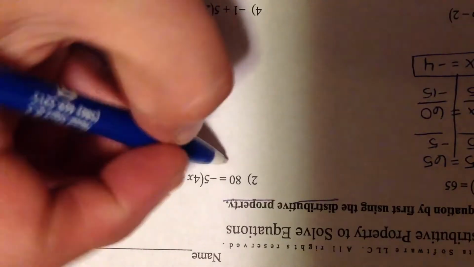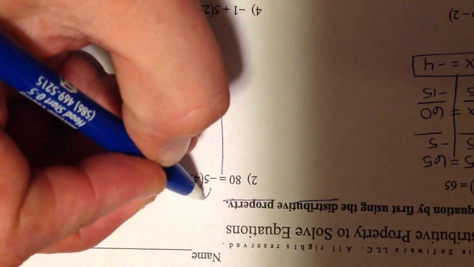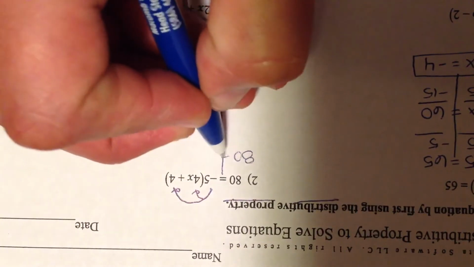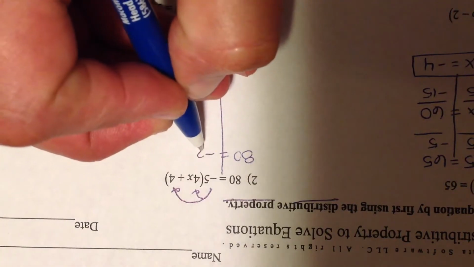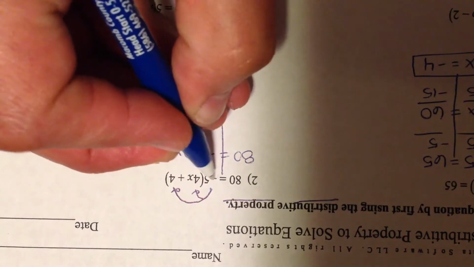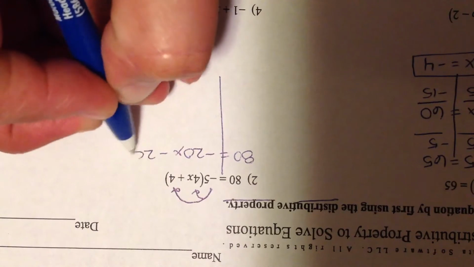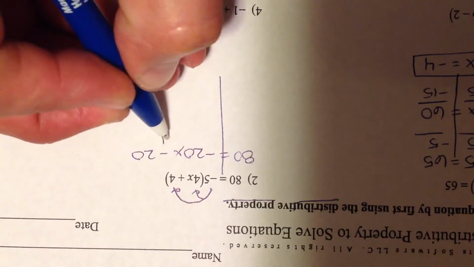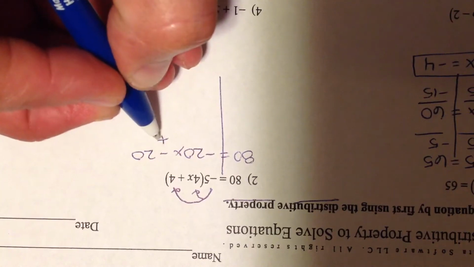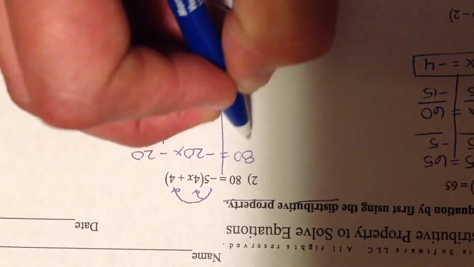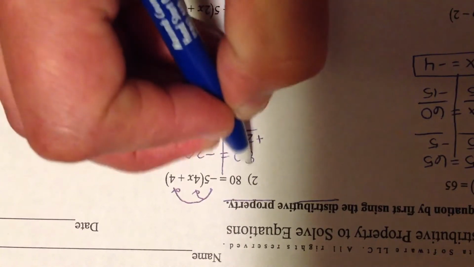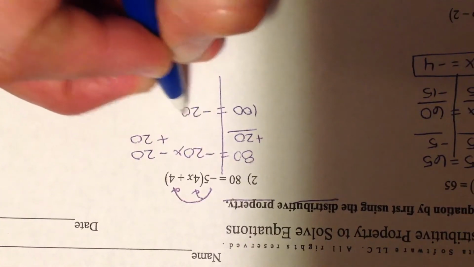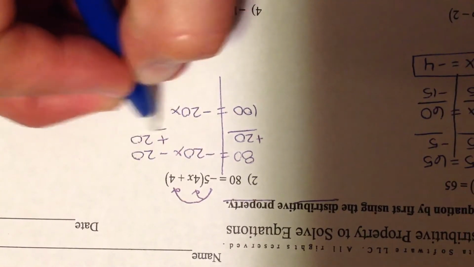In number 2, the distribution happens on the right side of the equal sign. So I still have the 80 over here. Negative 5 times 4x is negative 20x. Negative 5 times 4 is minus 20. Again, I get rid of adding and subtracting first. The inverse operation of subtraction is addition. I add 20 to both sides. 80 plus 20 is 100. I still have negative 20x. Negative 20 plus 20 is 0.